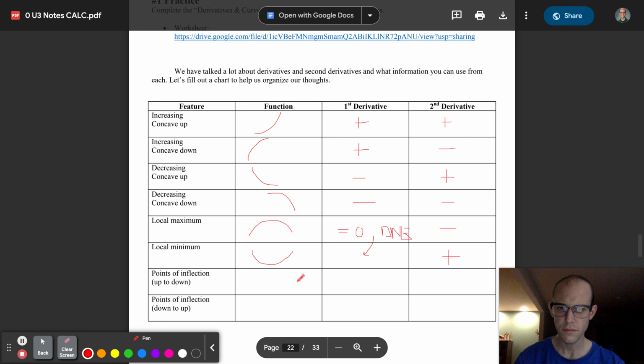A point of inflection that goes from up to down could look like this. Concave up to concave down. It could also look like this. And those aren't perfect, so you can always mark them and write in what they are. Those are 2 points where the concavity changes.